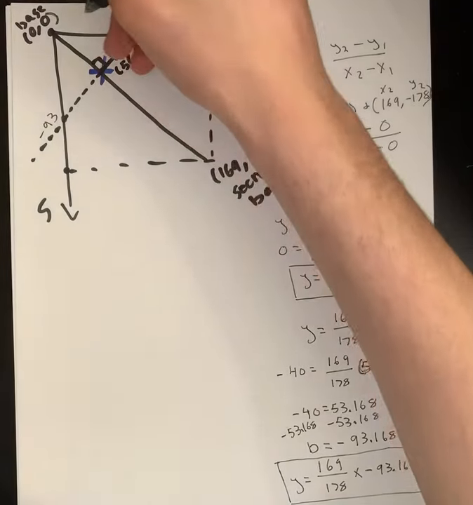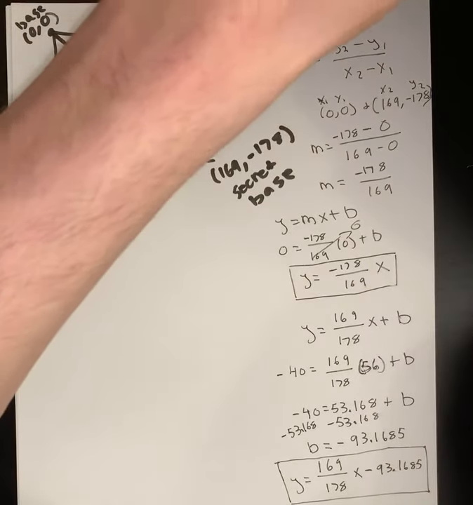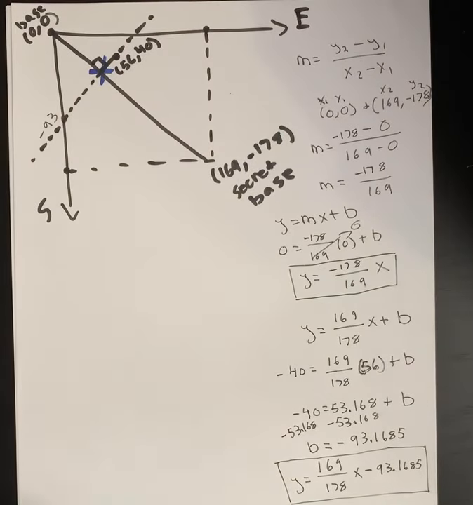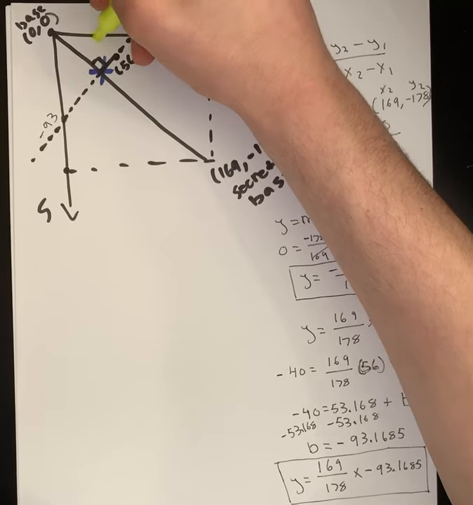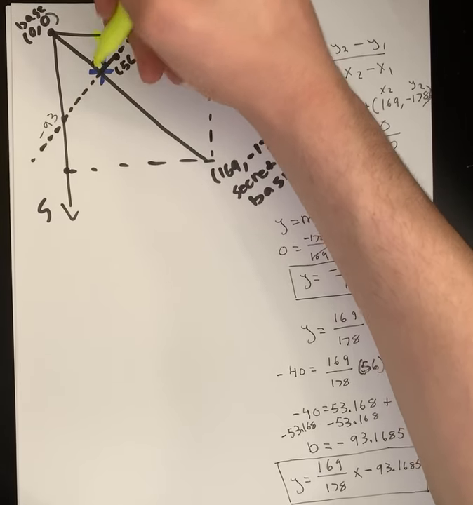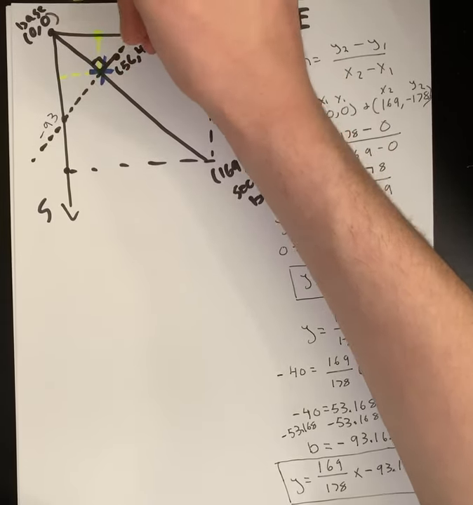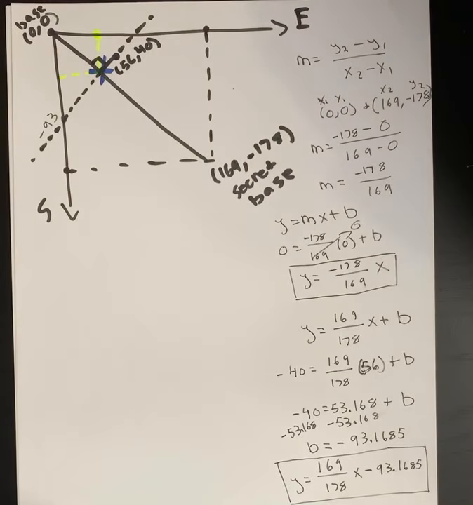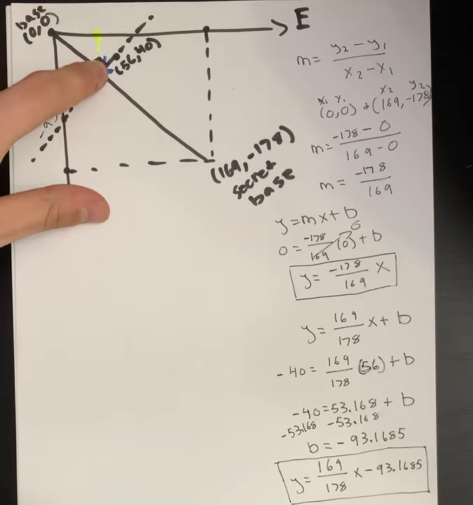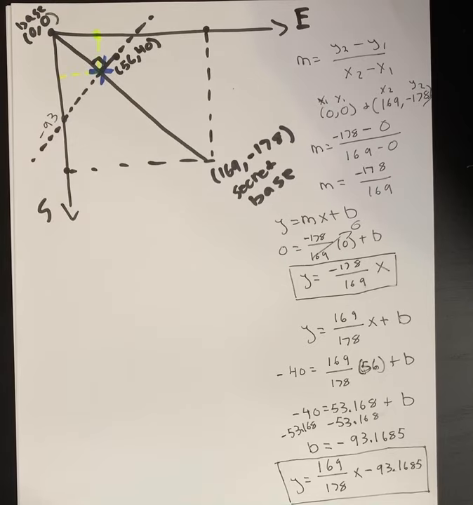What this is going to do is give us the value of this x, and then using that x, we can find the value of this y here. And then from there, we can apply the distance formula to solve for this particular point in time.